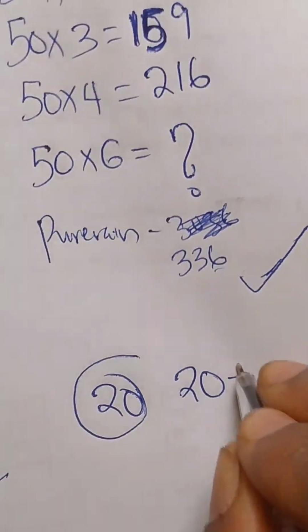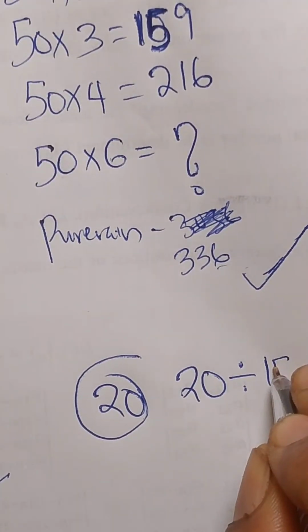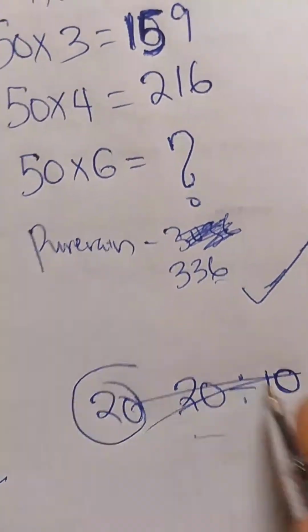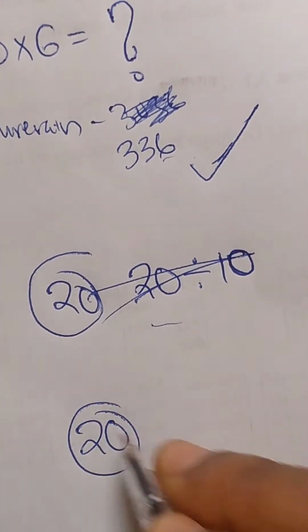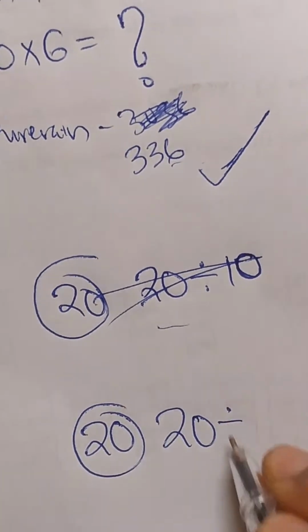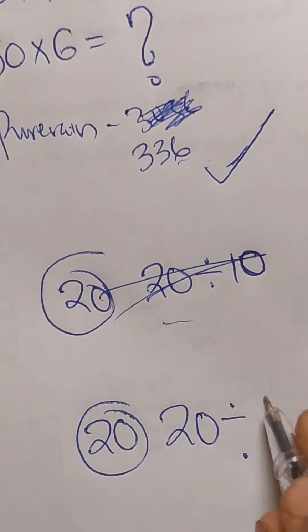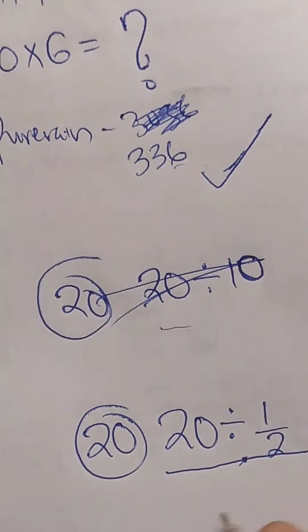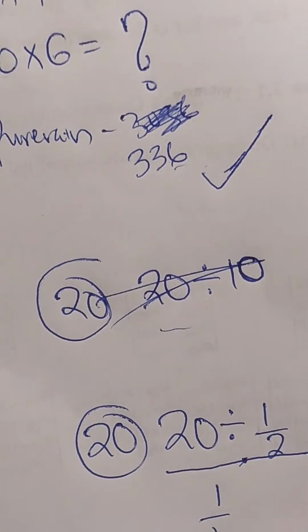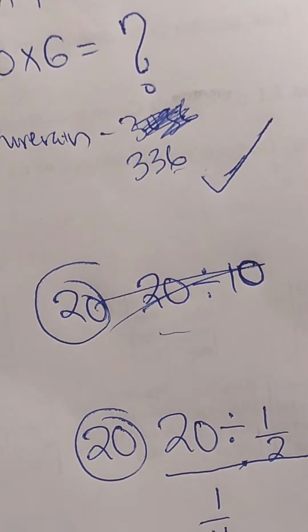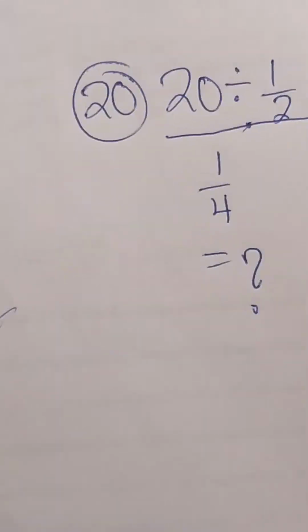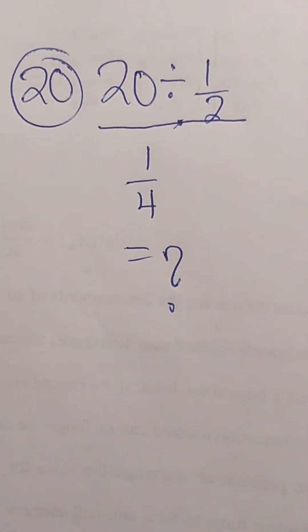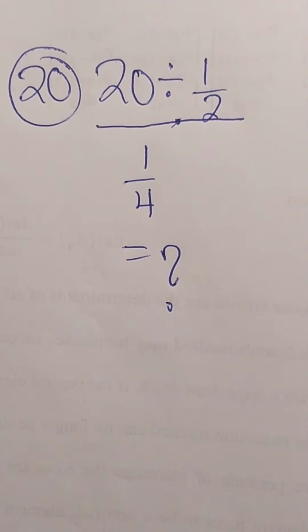Question number 20 here. 20 divided by half, all over 1/4, is equal to what? So this is question number 20 here. Let me take it up. 20 divided by half, divided by, all over 1/4, is equal to what?